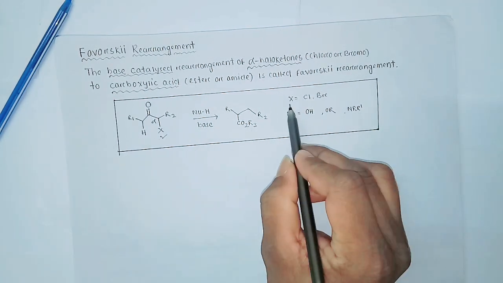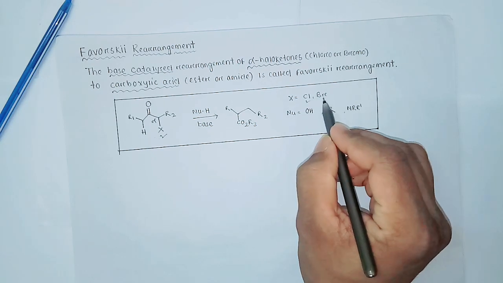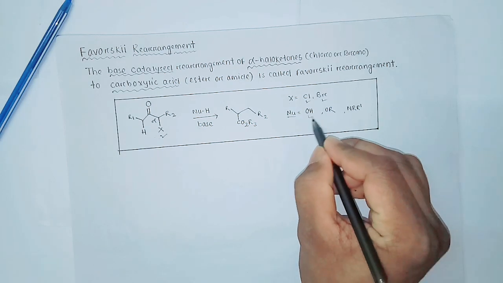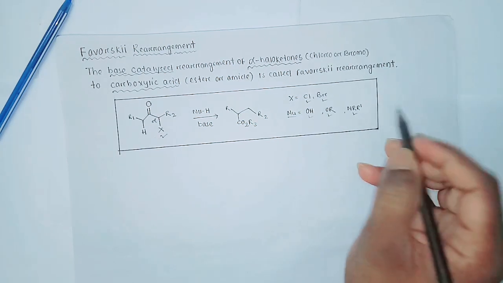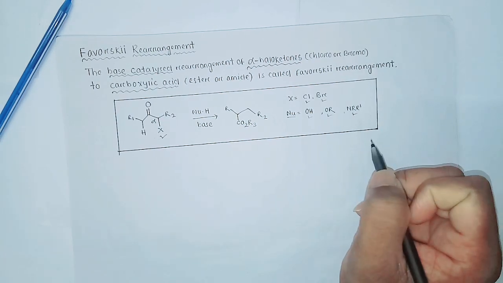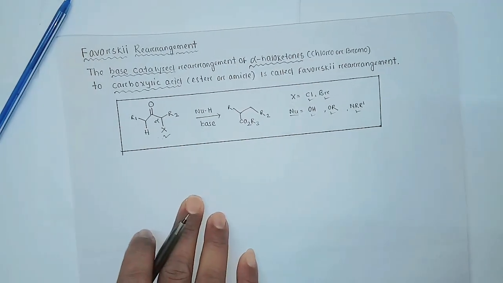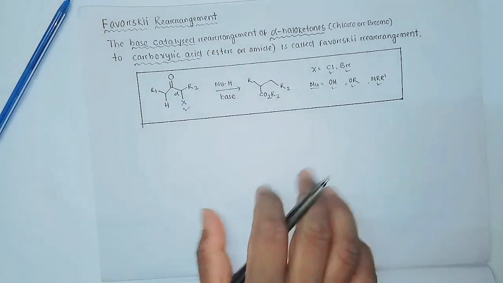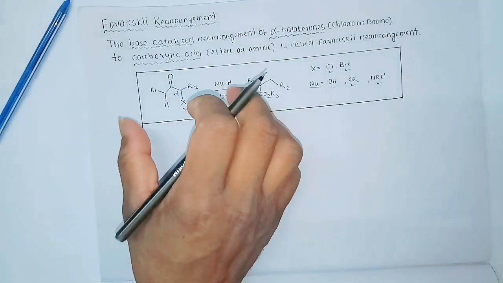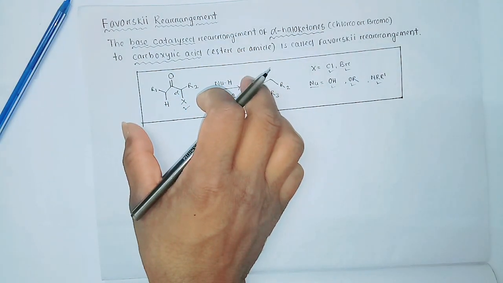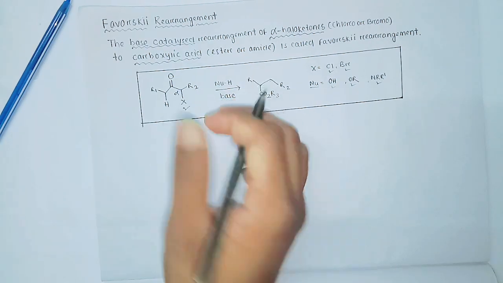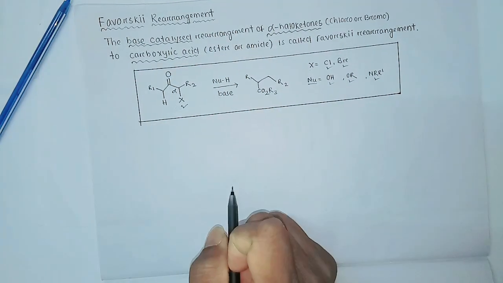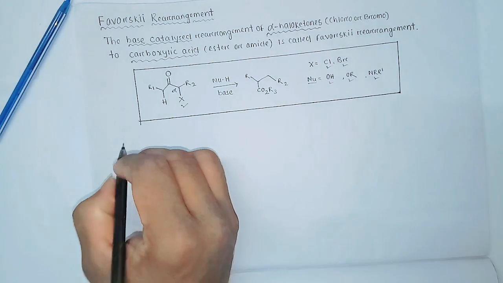Okay friends, X means here we can say chlorine or bromine, and the nucleophile acts as OH, OR or NRR. So these are the nucleophiles. Let's see the mechanism part of this Favorskii rearrangement reaction. First of all, try to understand the mechanism, and after that we will solve different types of questions related to the Favorskii rearrangement.